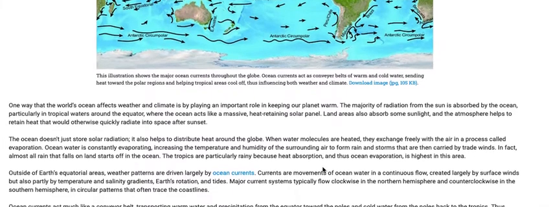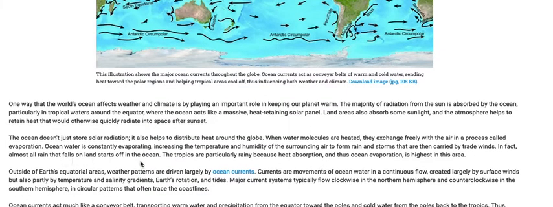The ocean doesn't just store solar radiation, it also helps to distribute heat around the globe. When water molecules are heated, they exchange freely with the air in a process called evaporation. Ocean water is constantly evaporating, increasing the temperature and humidity of the surrounding air to form rain and storms that are then carried by trade winds. In fact, almost all rain that falls on land starts off in the ocean. The tropics are particularly rainy because heat absorption and thus ocean evaporation is highest in this area.